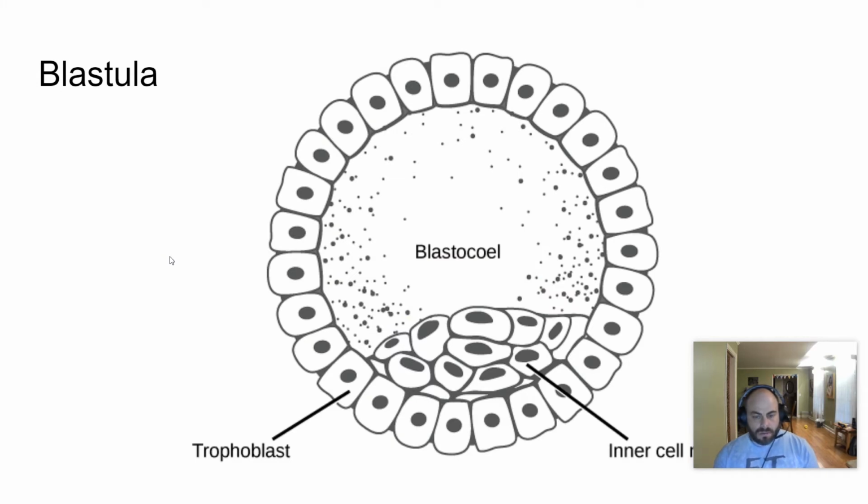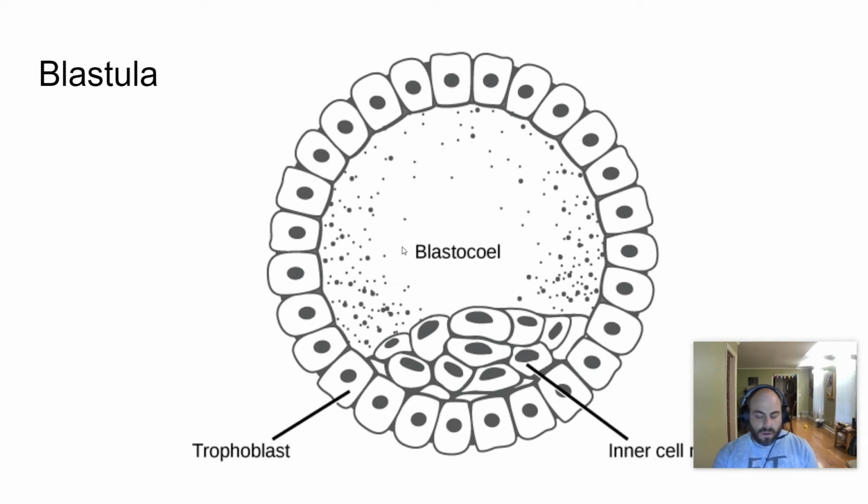And then the cell will go from a ball of cells to a hollowed out ball of cells. And this hollowed out ball has this cavity in the center called a blastula, and the blastula will end up forming the body cavity of the organism. Some animals will stop at this phase. This is the end of their life cycle. They don't get a whole lot more complicated than this.